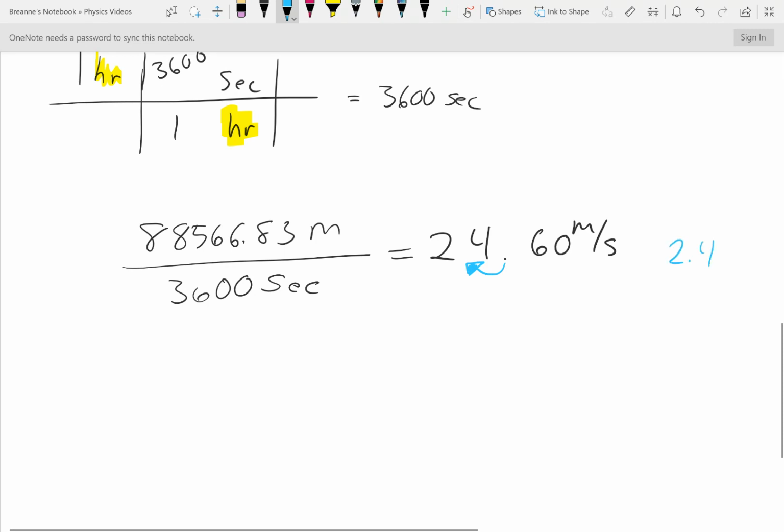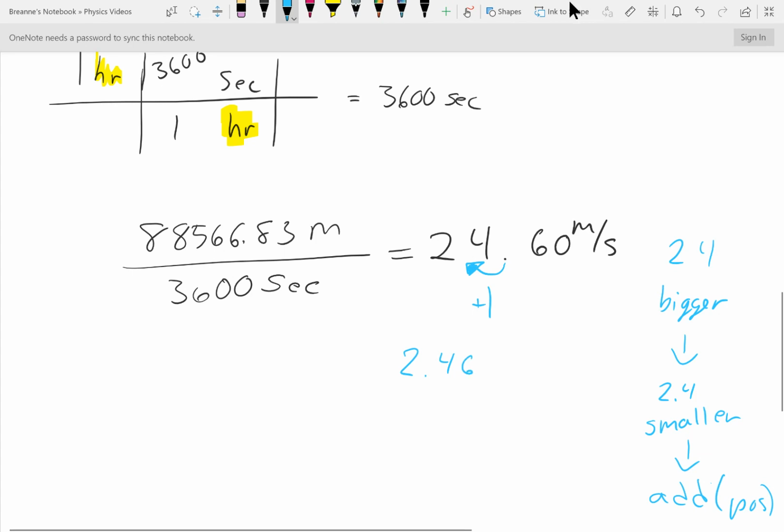So there's 1 number in front of the decimal. Now we're going from a bigger number to a smaller number, which is 2.46. So anytime you're going from a bigger to a smaller number, it's going to become a positive number. So we moved it once, so it's positive. So our answer becomes 2.46 times 10 to the 1 meters per second. And that's our answer. There we go.